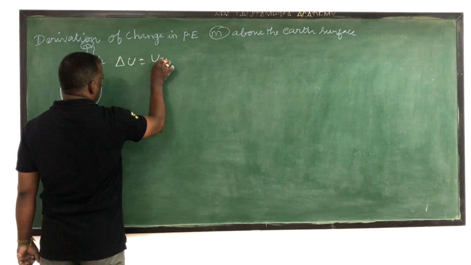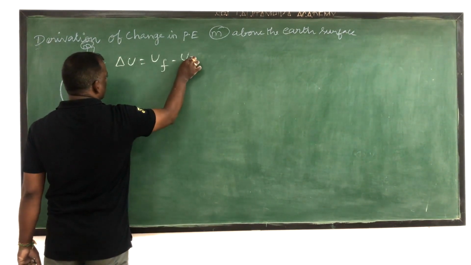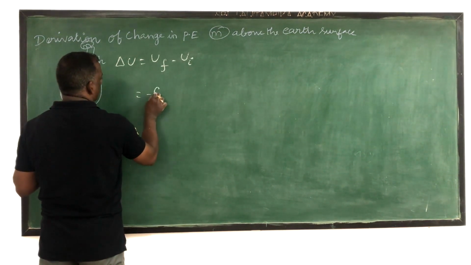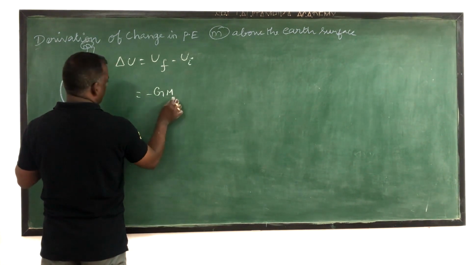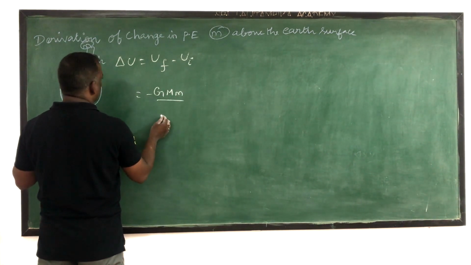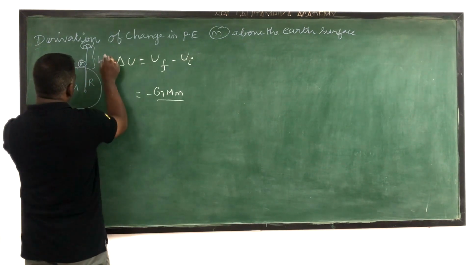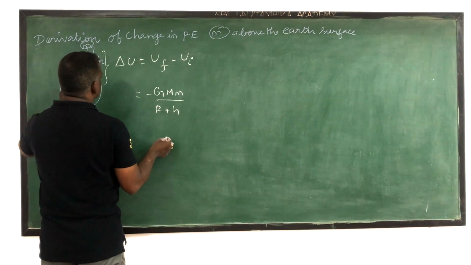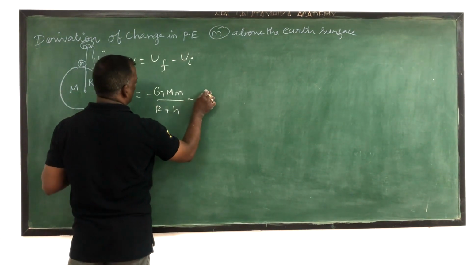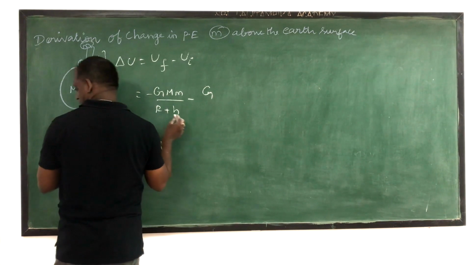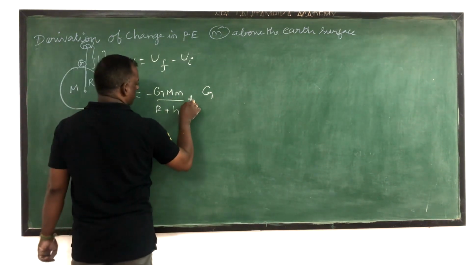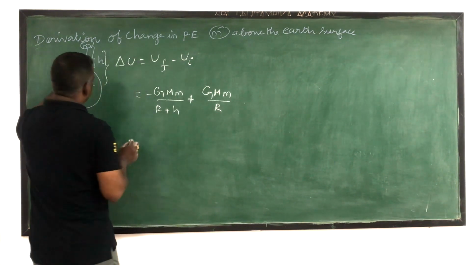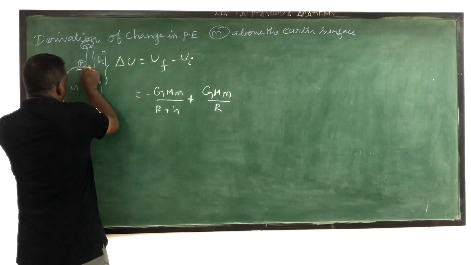is equal to u final minus u initial. So what is u final? u final is equal to minus G capital M small m divided by r plus h, since at the height the distance is r plus h. What is u initial? u initial is equal to minus G capital M small m by r, since at the surface the distance is just the radius. This is u initial.